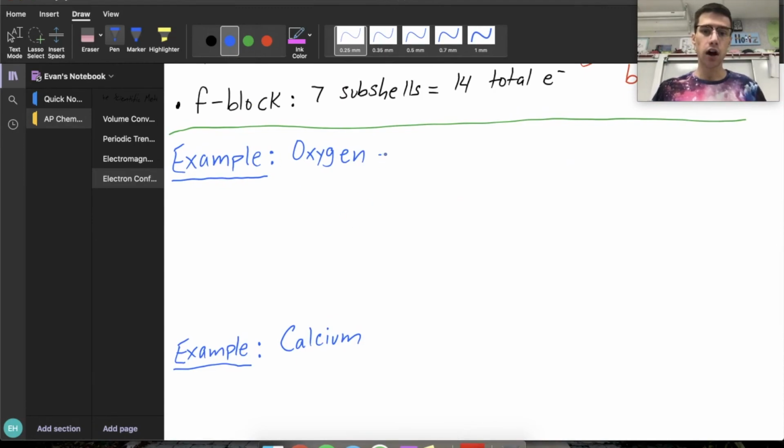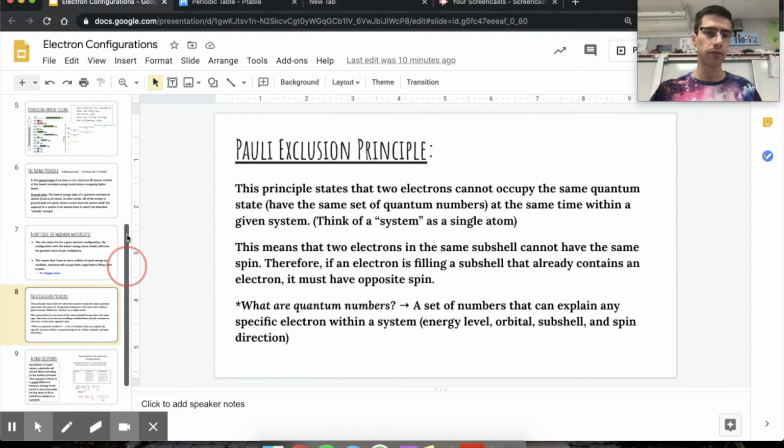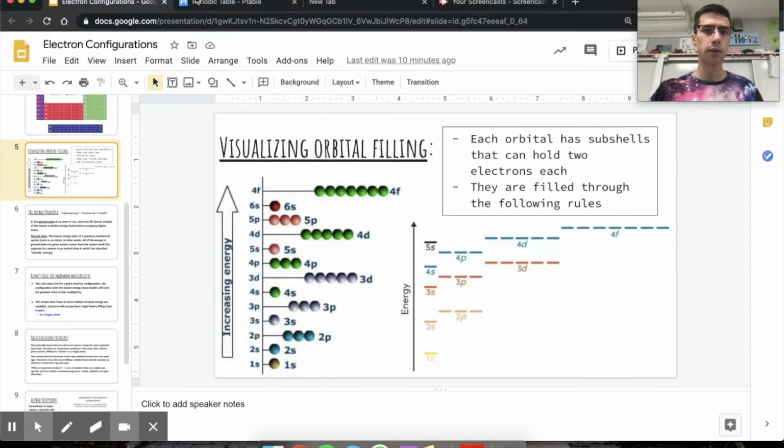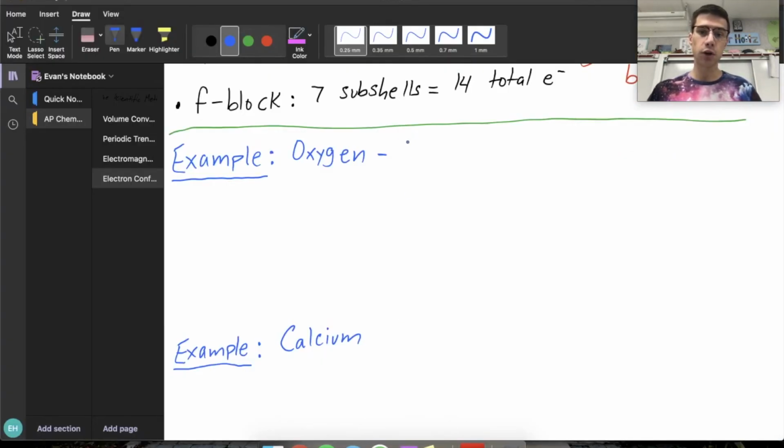Okay, so let's do oxygen first. Let's take a look at oxygen on the periodic table. I'm going to go back here so I have this up in front of me. Oxygen, as we can see, is element number 8. Because its atomic number is 8, we know it has 8 protons in the nucleus, which must mean that a stable ground state atom would also have 8 electrons to balance that out. So we have a total of 8 electrons here, which means when we write out our electron configuration, we need to account for where each of these 8 electrons is.